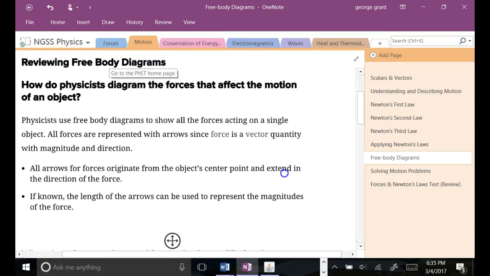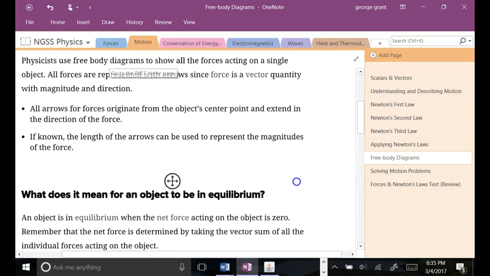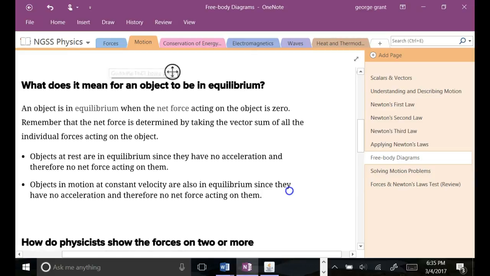How do physicists diagram the forces that affect the motion of an object? Physicists use free body diagrams to show all the forces acting on a single object. All forces are represented with arrows, since force is a vector quantity with magnitude and direction. All arrows for forces originate from the object's center point and extend in the direction of the force. If known, the length of the arrow can be used to represent the magnitudes of the force.